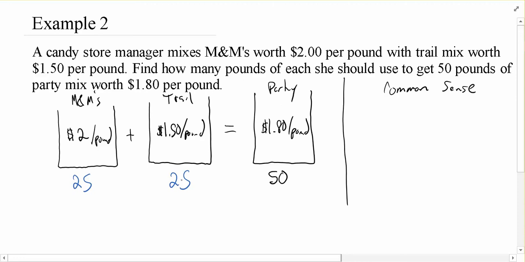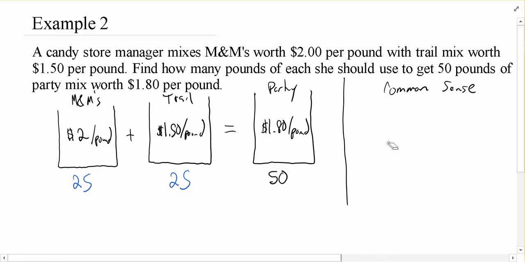Now, some people would say add them together and make it $3.50. Now, that's ridiculous if we think about it, because neither one of them is worth $3.50. The most expensive thing we're putting into this mix is $2 per pound. So we know we can't be more valuable than $2 per pound. The cheapest thing we're adding into the mix is $1.50 a pound. So we know that we're not going to charge less than $1.50 a pound.